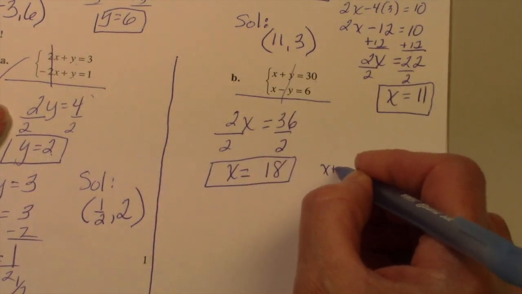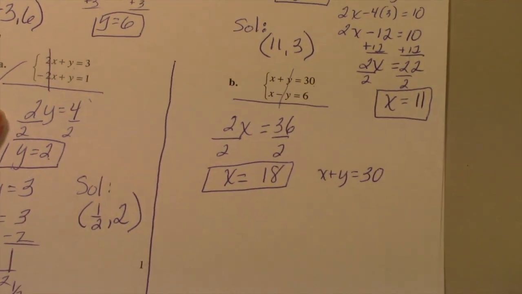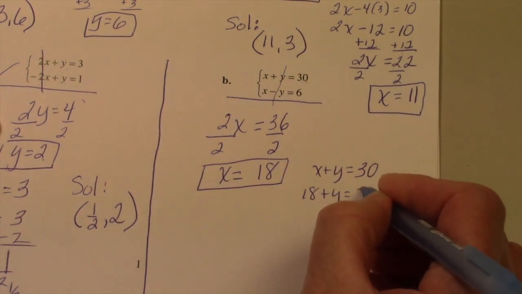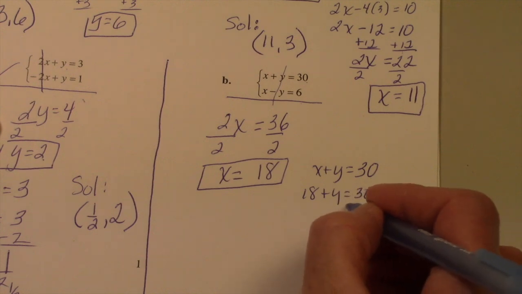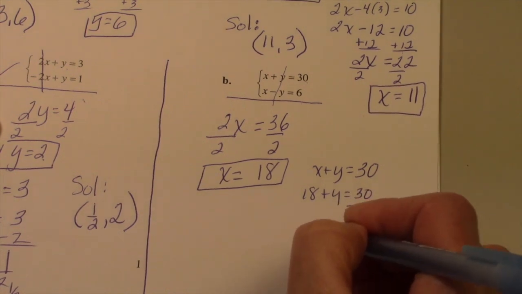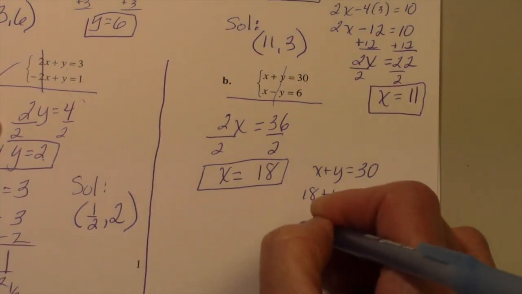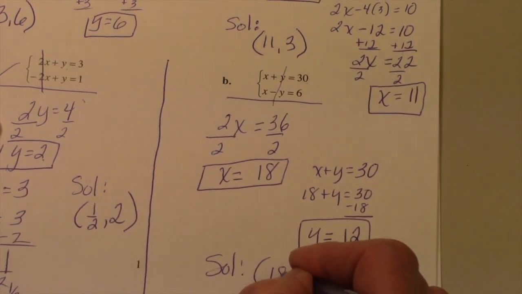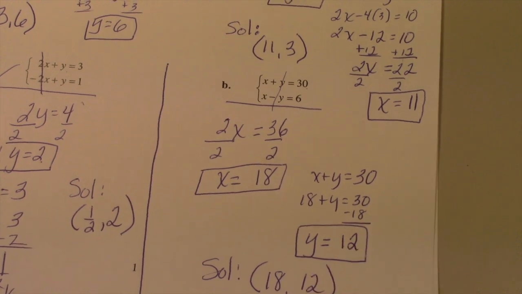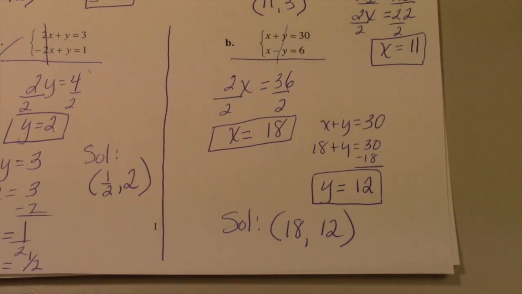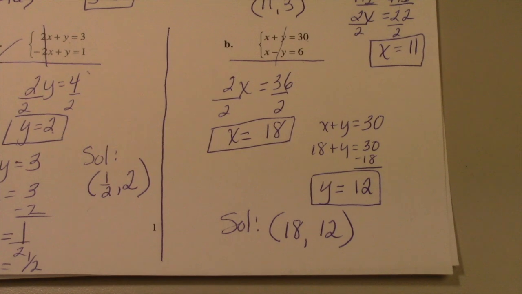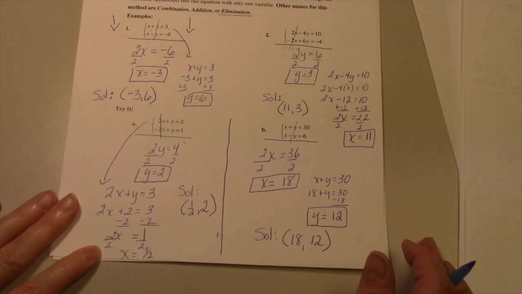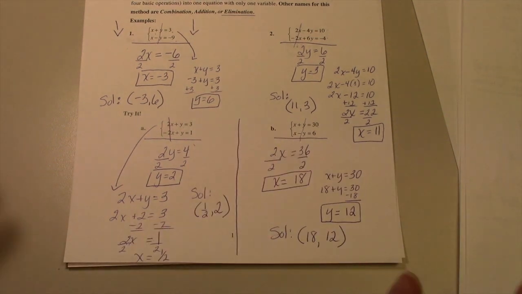The first one is x plus y equals 30. If x is 18 plus y equals 30, so we're going to subtract 18, right? So y equals 12. So the solution here is 18, comma 12. Okay? I don't know if I went too fast, but that's elimination. It depends on how the equation's set up, if things will eliminate easily.